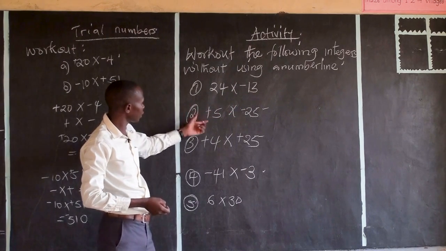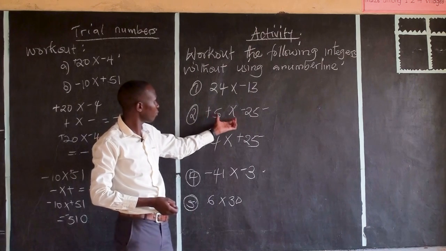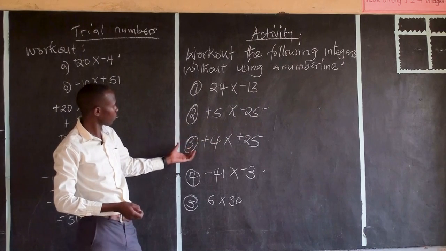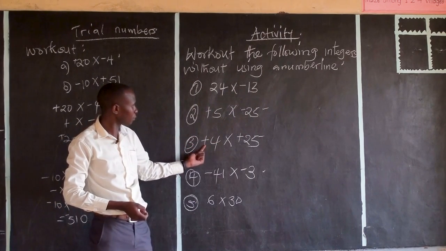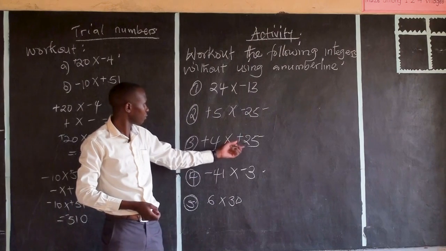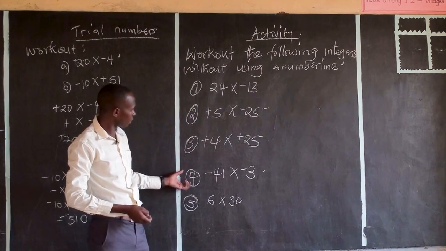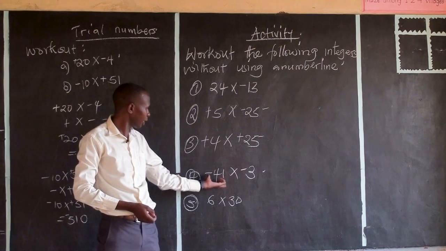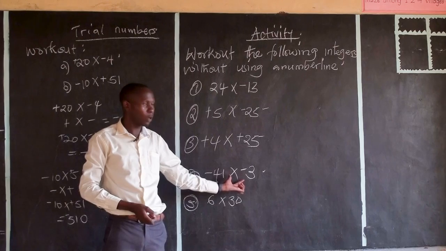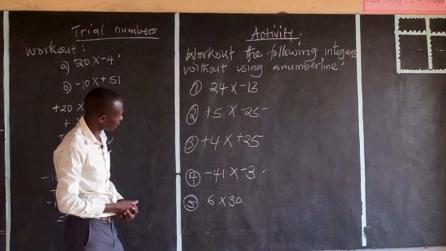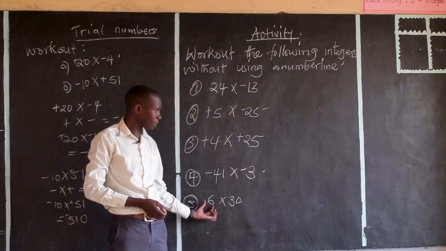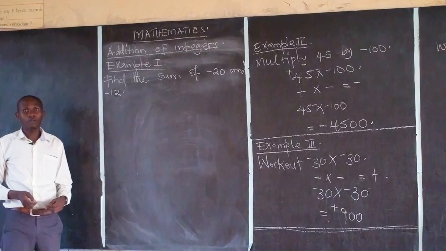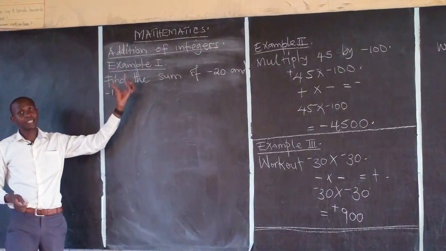Number two, they want us to multiply positive 5 with negative 25. Number three, they want us to multiply positive 4 with positive 25. Then number four, they are requiring us to multiply negative 41 with negative 3. Then lastly, they want us to multiply positive 6 with positive 30. So from there, still we shall continue with the next number.